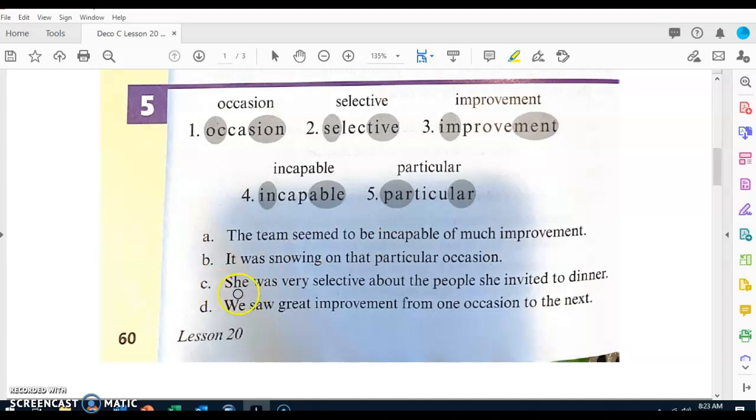Sentence letter C. She was very selective about the people she invited to dinner. That means she was particularly choosy about whom she invited to dinner. Letter D. We saw great improvement from one occasion to the next. That means things look better the second time we observed than they did the first time we observed.